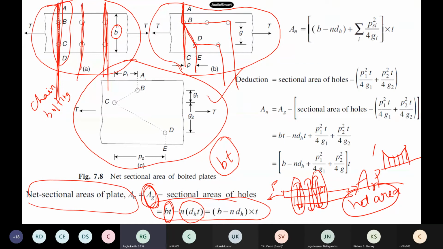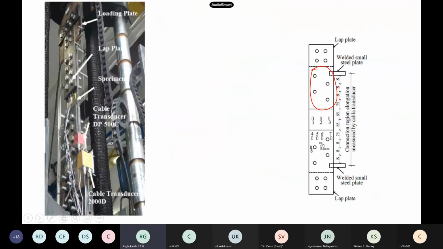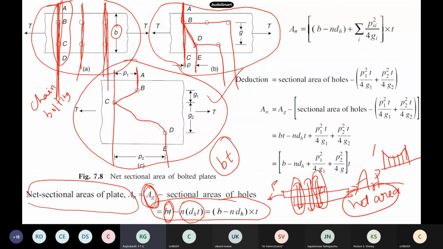Okay, so if you see A, B, this bolting, it can fail like this also. This is one failure pattern, or it can fail like this also, or like this also. This A bolt, then suddenly this one, then it can come like this also. So a variety of failure patterns comes into picture.